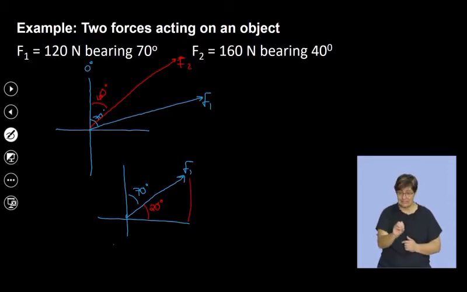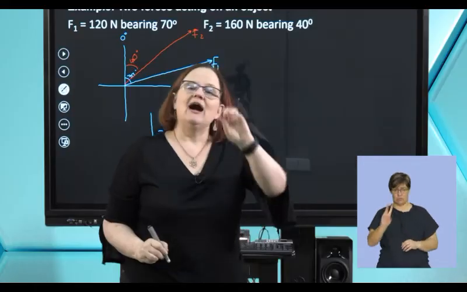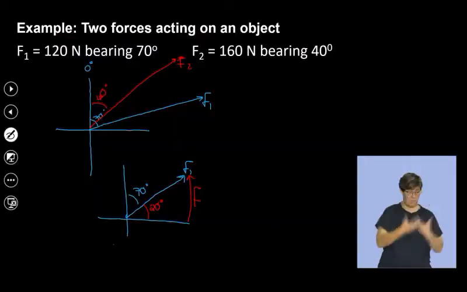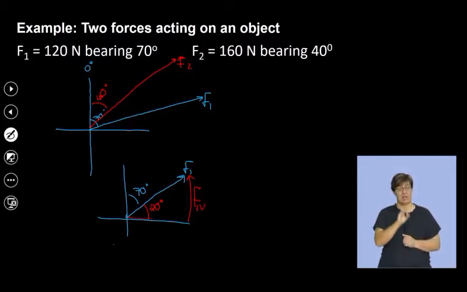We have vertical component. Now, I'm working with two forces, F1 and F2. I need to make sure I remember which vertical and which horizontal goes with each. So this is going to be F1 vertical, and this one here is going to be F1 horizontal. That way, once I've got them, I know which one's which. It's easier for me to work with, okay? Let's start with the horizontal.